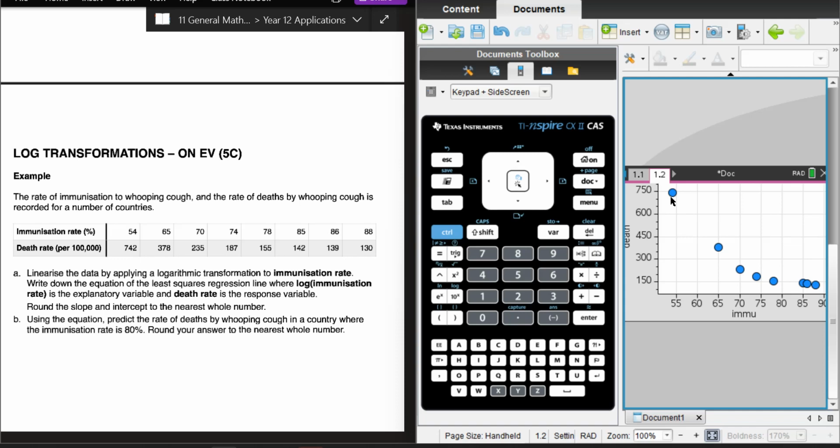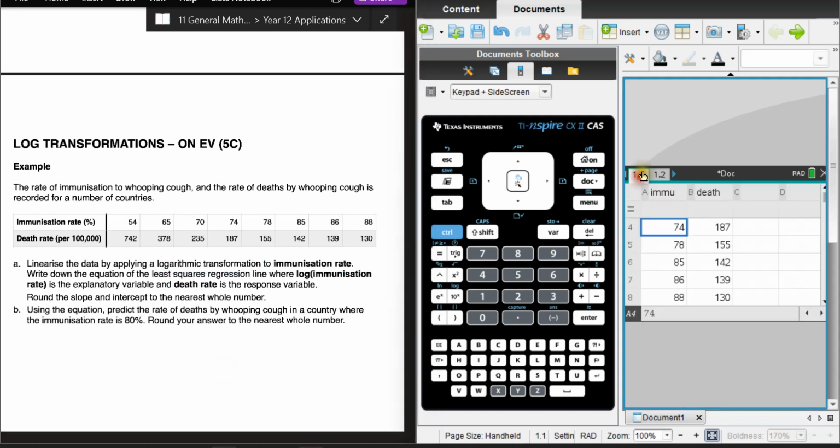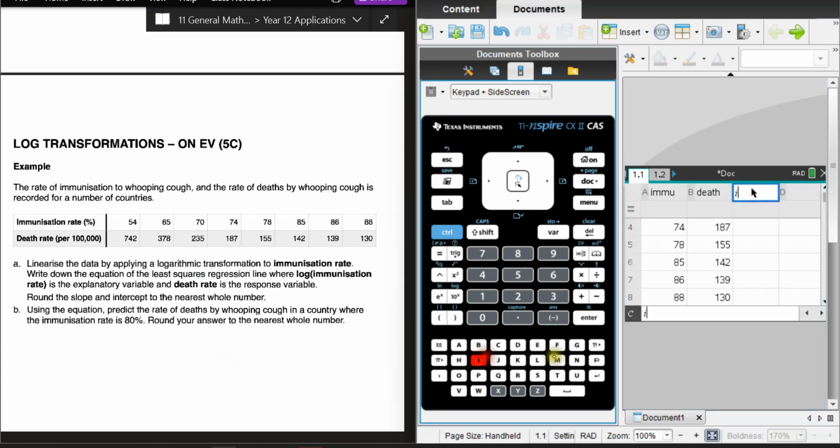Now here it's asking us to linearize by applying a log transformation to immunization. Okay, so to the EV. So let's go back to our data. Up here, you can call it whatever you want. I'm going to call it IMMU. Actually, I'll call it log IMMU. So we know that that's the case. You can call it anything you want though. It's up to you. Okay, and then in the second row is where you do the actual transformation.